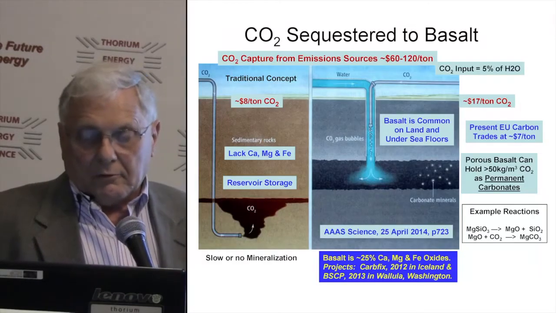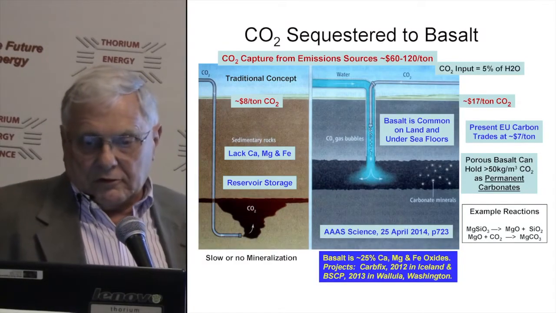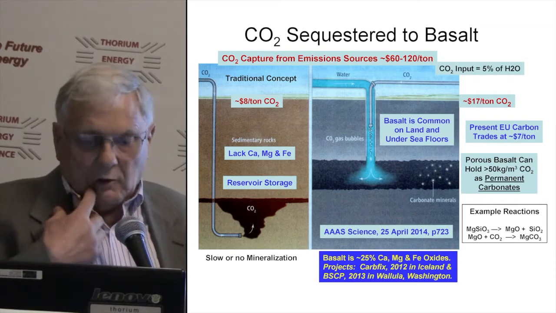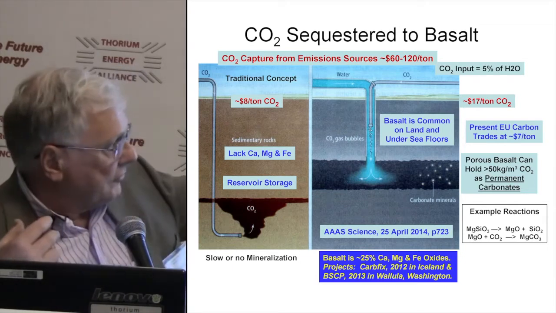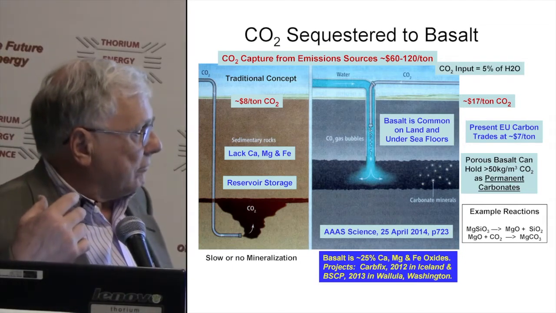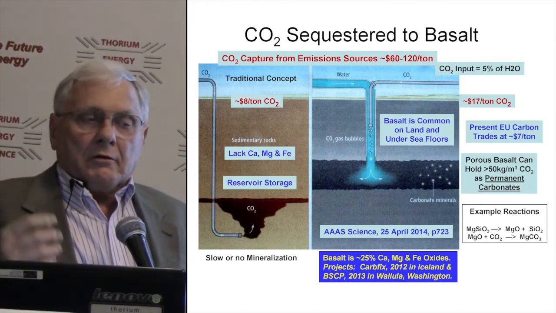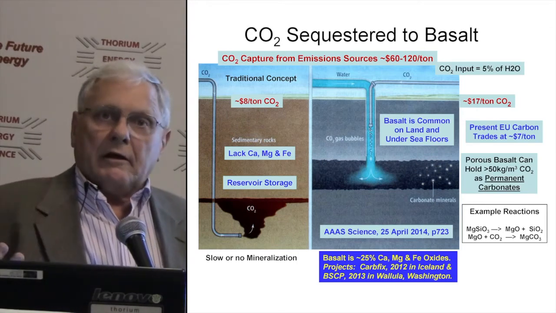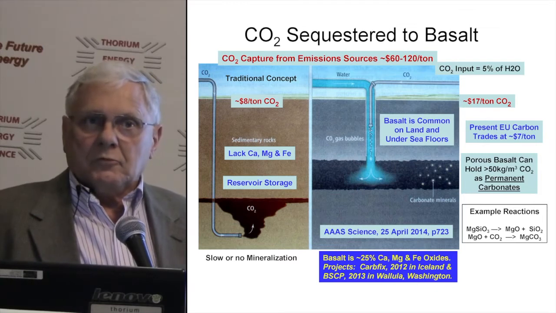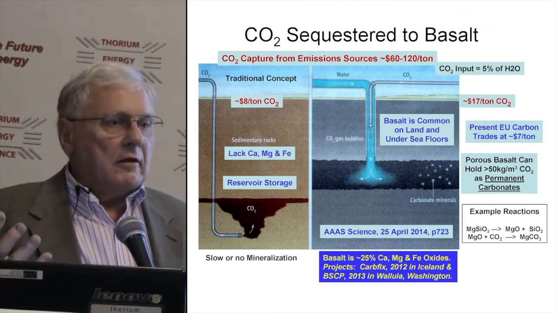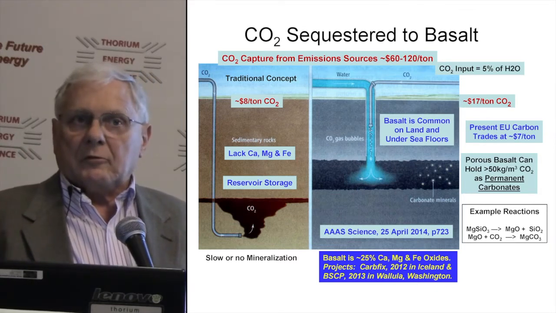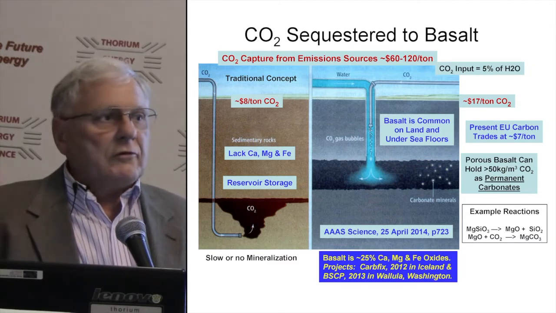Let's go down here. So what can we do? Well, there's people in Iceland and in Washington State where there's a lot of basalt. Basalt is the dark layer there in the right-hand picture. That basalt went through a volcano. It was heated as hot as we heat anything, like limestone to make cement, and the CO2 was driven out of it.